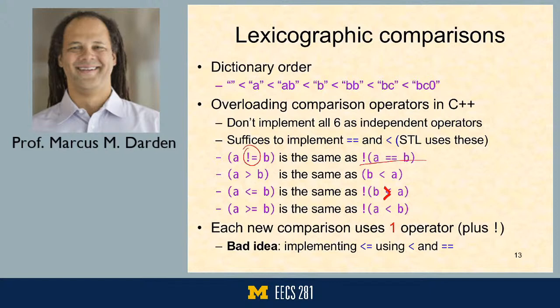I can just take and not the equals. There we go. So now, if I've got equals equals and less than implemented, the STL can do anything it needs. All of the algorithms that need more than one operator will be just using less than and is equal. So, the bad idea, of course, is implementing all of those operators. It just makes more code to maintain and makes the algorithms have to use more functors.